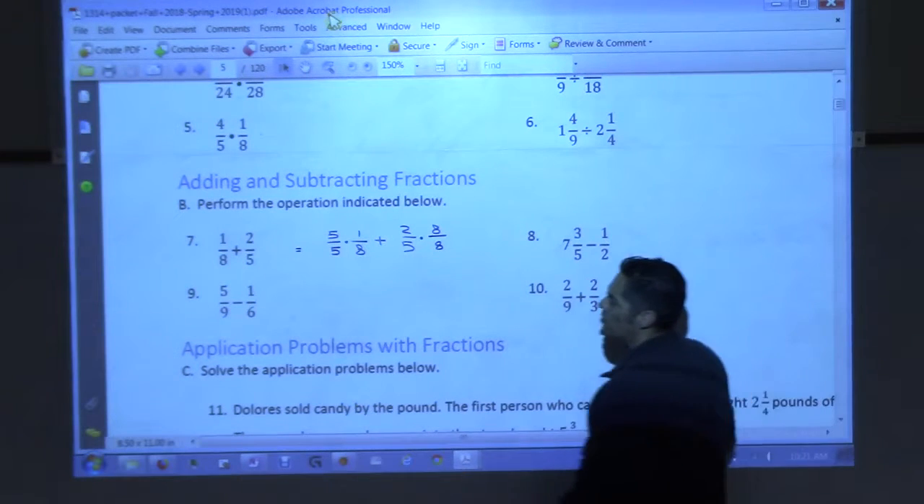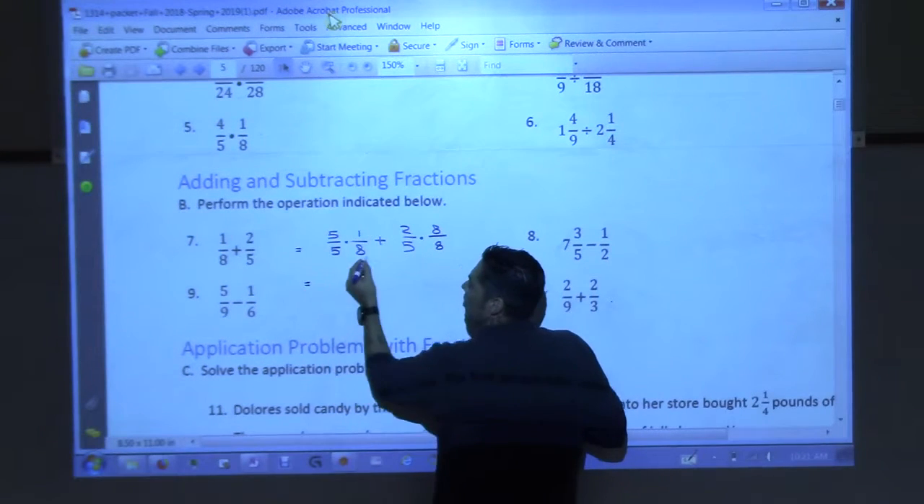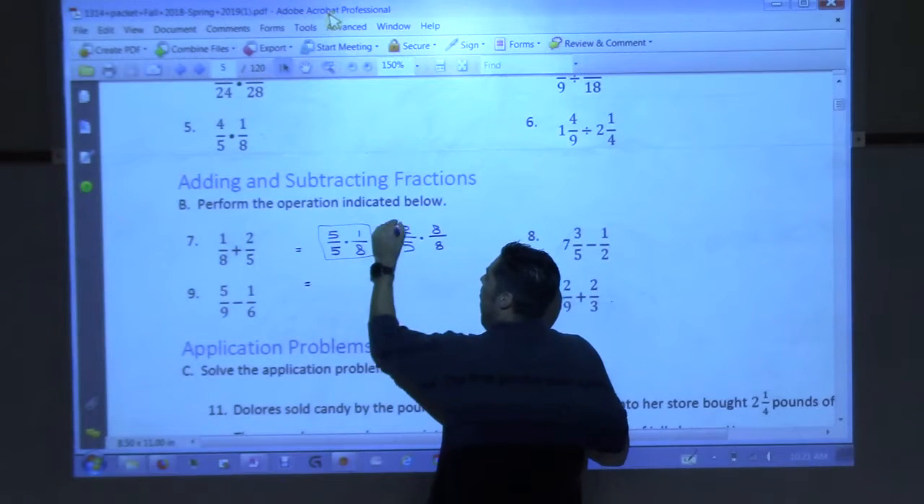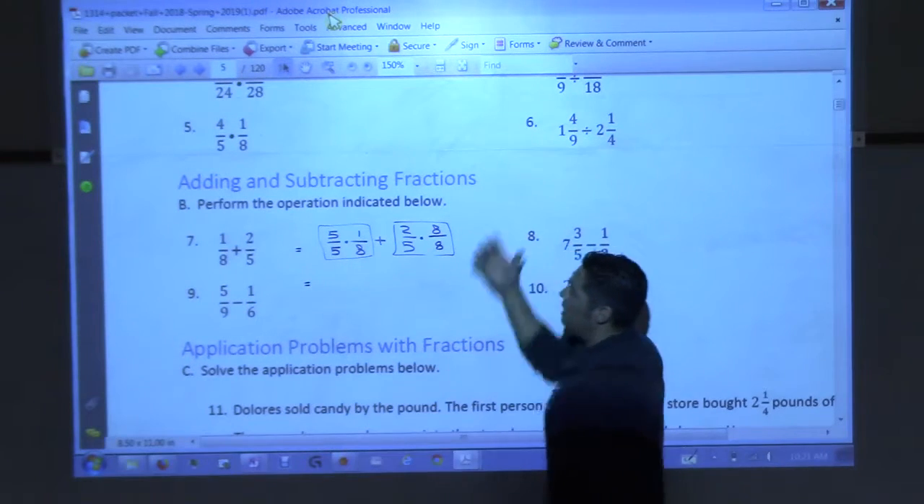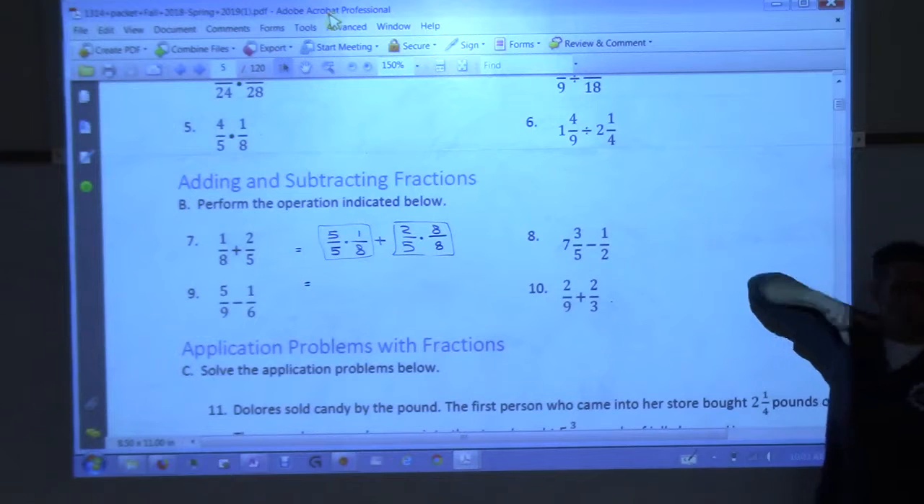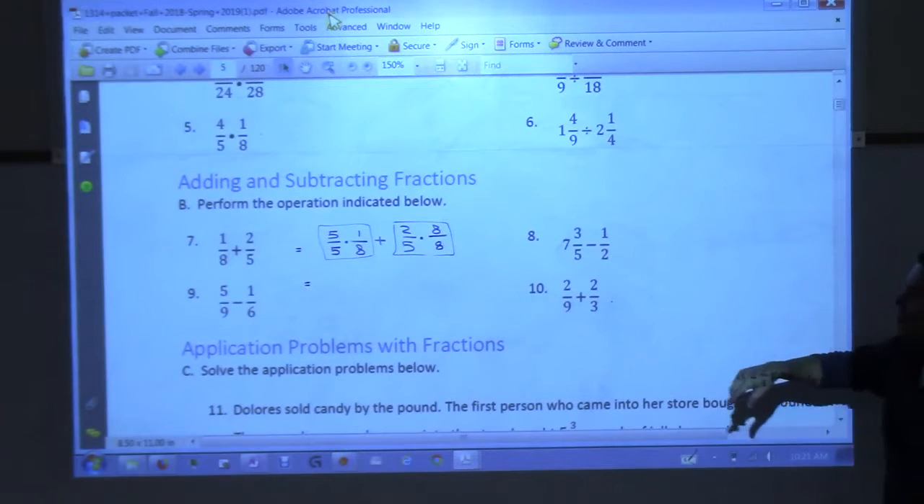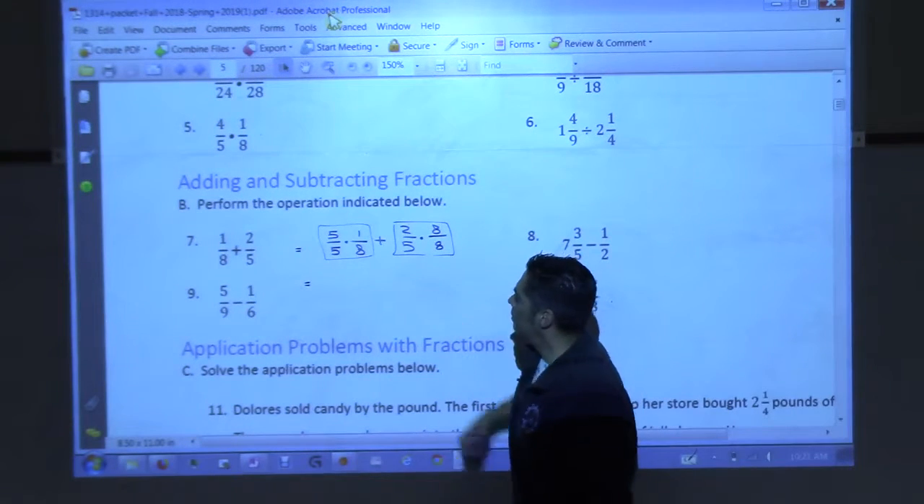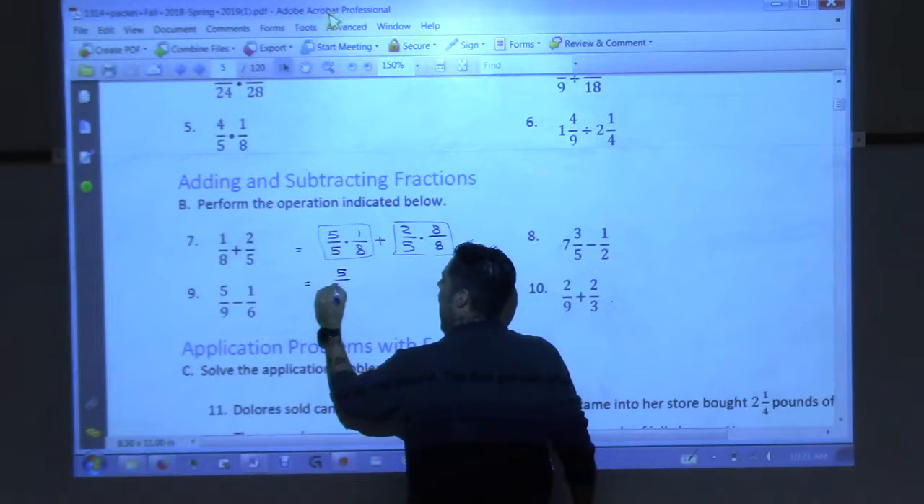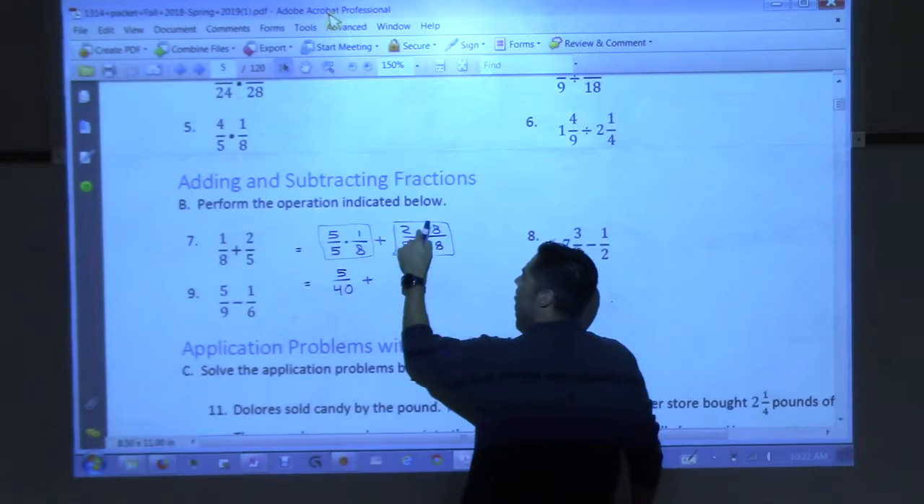Okay, so now we do this multiplication. We do this multiplication and we do this multiplication separately, and we do that the way we did up there. We just multiply straight across. Okay, so what would this first one become? 5 over 40. And then this one would become 16 over 40.